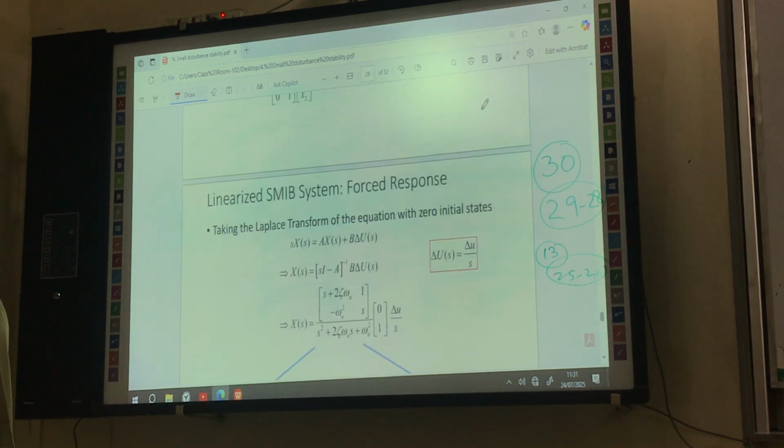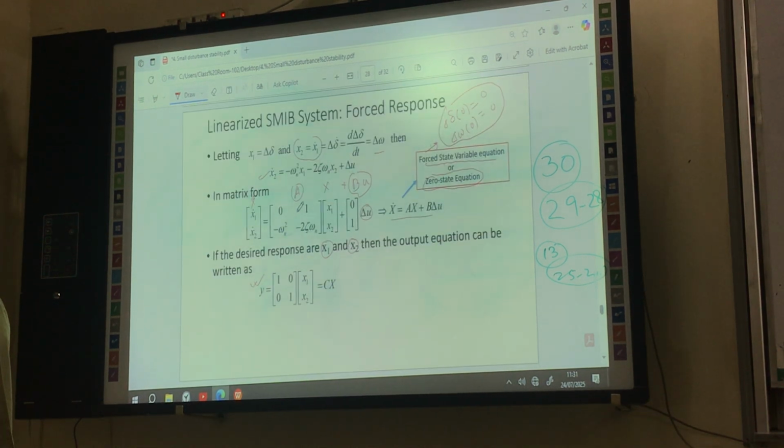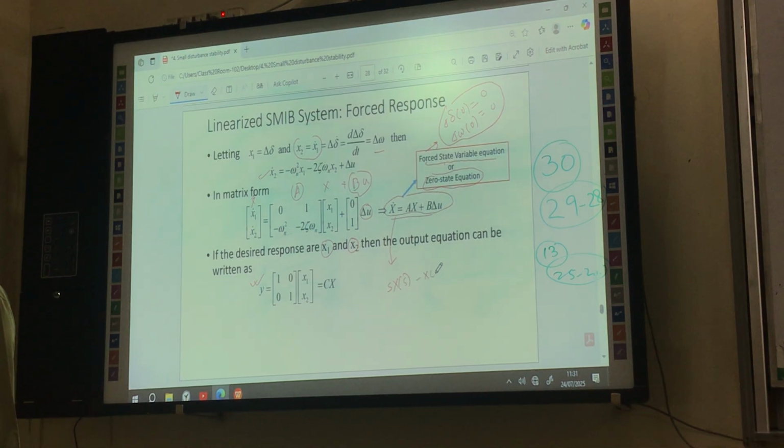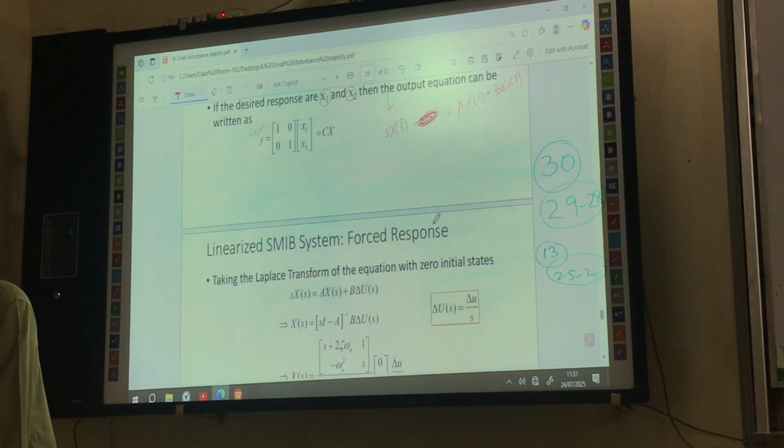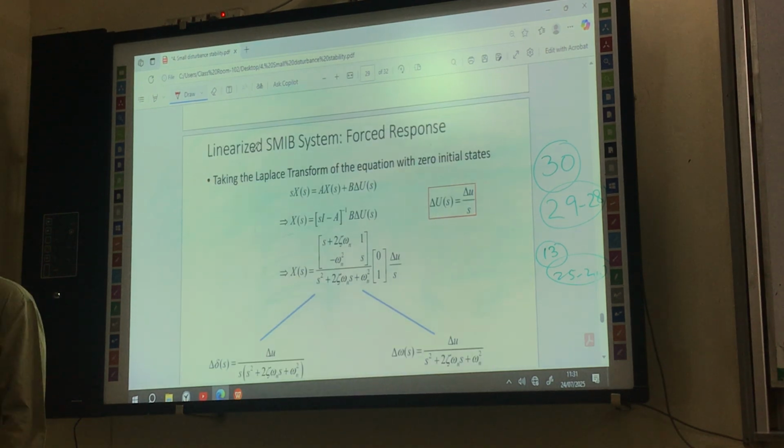Now again we have to apply the Laplace transform for this scenario. If you apply the Laplace transform here, what will you get? You will get s X of s. Is there any initial condition here? No. So you should not write this. On this side it will be A X of s, and for this, B is the constant. We will have the U of s, or del capital U of s, like this.